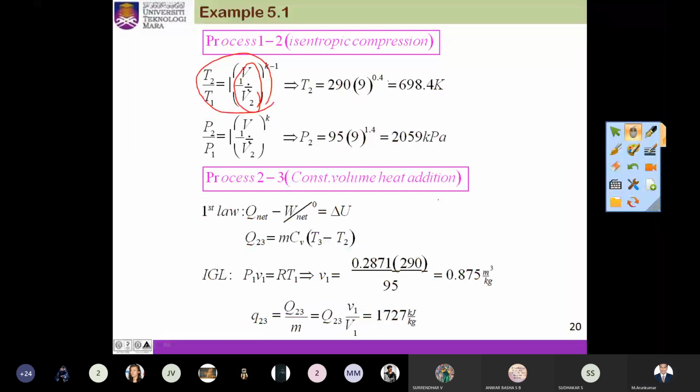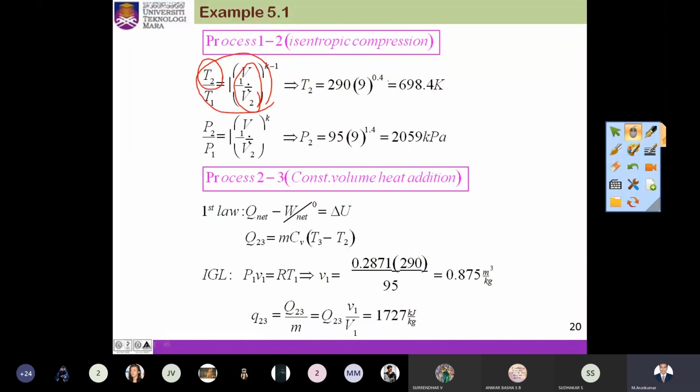So we know the value for T1. Then we know the value for V1 by V2. Then we know the value for K. And if you substitute, we can calculate the value for T2. That will be 698.4 Kelvin. Just recheck your values with the use of a calculator. Then only can we get the practice. Just recheck the values, and you will get 698.4 Kelvin.